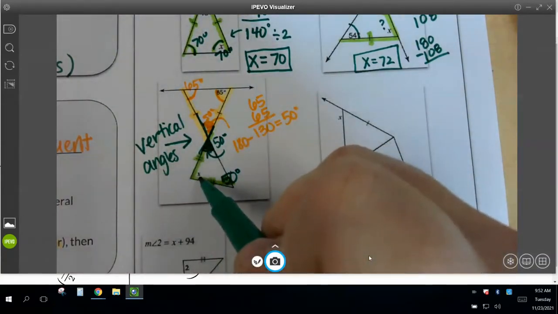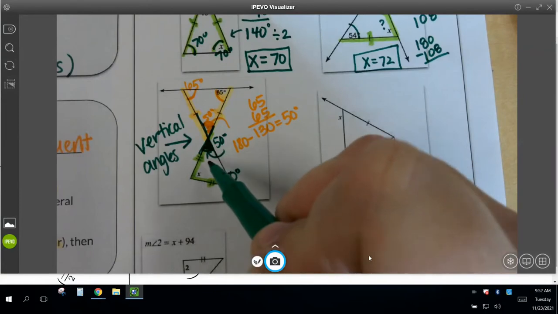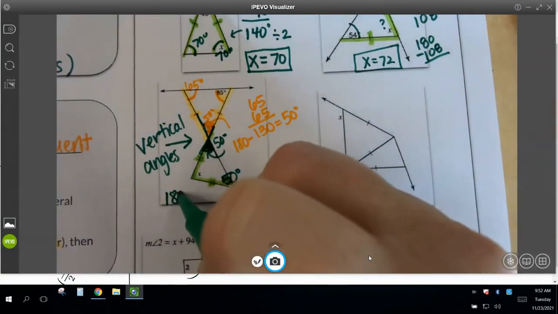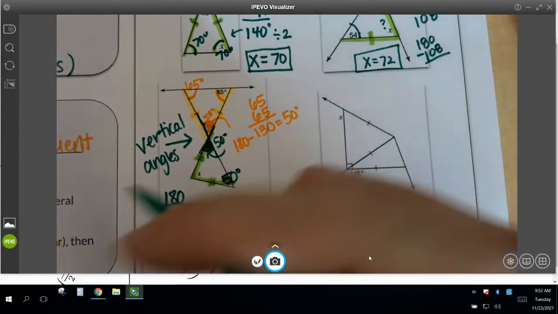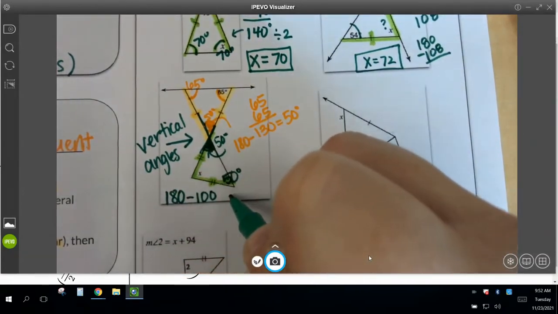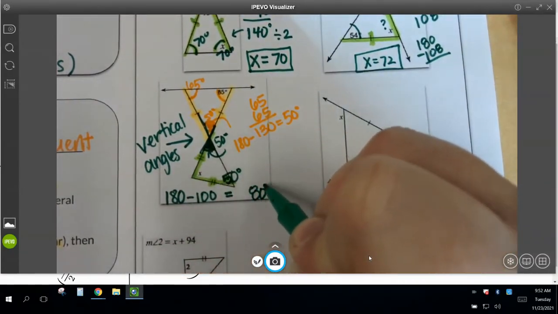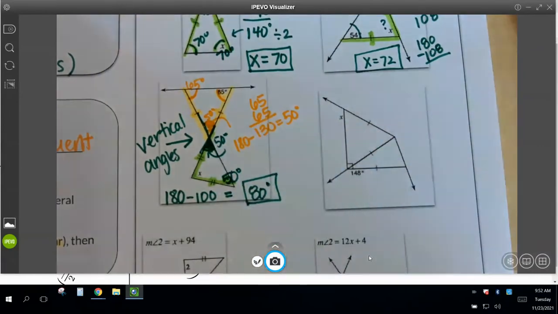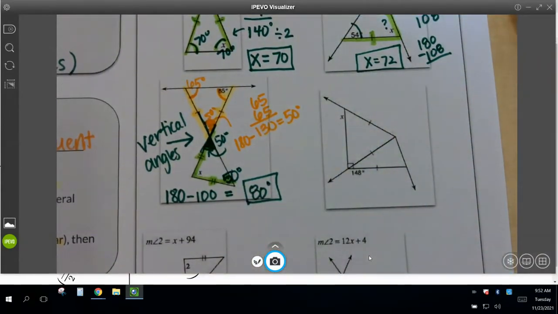So how many degrees is x? In this triangle down here, all three add up to 180 degrees. So far we have 50 plus 50, which is 100. So we would subtract 100 and we get 80 degrees for x, or the angle that's marked x. That is a fun problem.